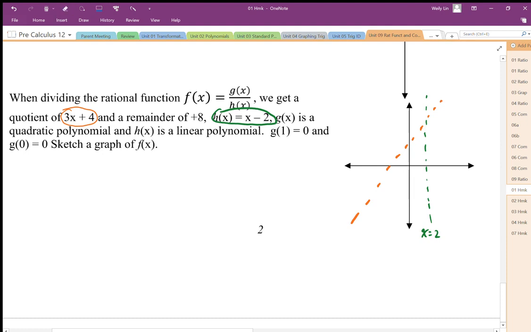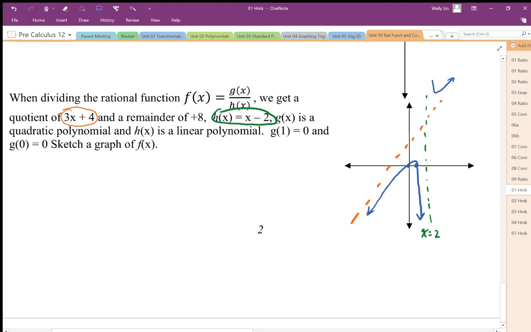It says that g of 1 is equal to 0. That means that at x equals 1, we have a zero of that function. And g of 0 gives us 0. So again, here is our other root. So we have 2 points there. So we know the graph must follow this part here, must follow the asymptotes and go through the zeros. And we know that the other part of the graph must go through here.